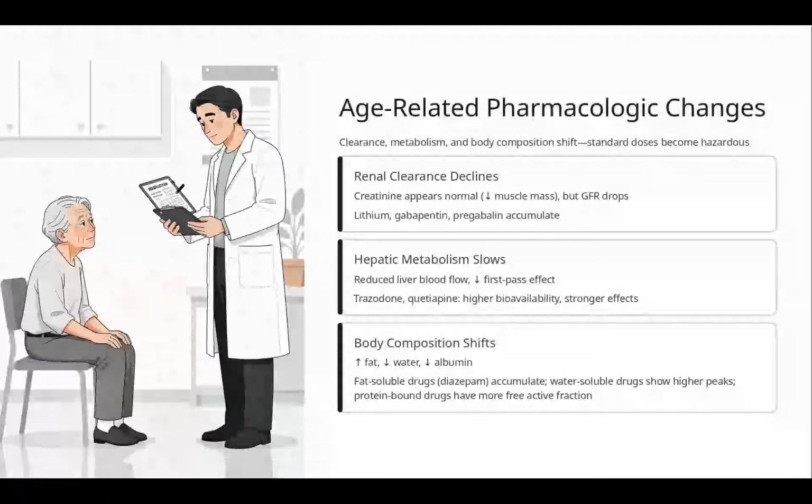Body composition. Increased fat, decreased water, decreased albumin. Fat-soluble drugs like diazepam accumulate and have prolonged half-lives. Water-soluble drugs may have higher peak concentrations. Low albumin means more free active drug for highly protein-bound medications. This is where the start low and go slow comes in. In elderly patients, everything takes longer to reach steady state, to clear the drug, and to stabilize on new medications.